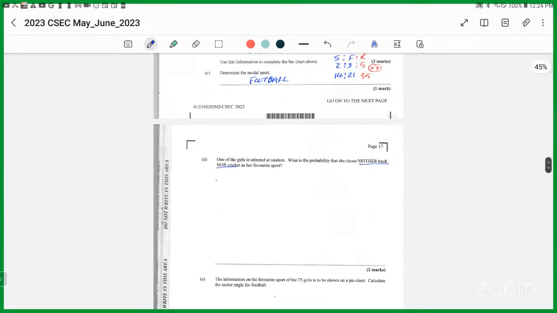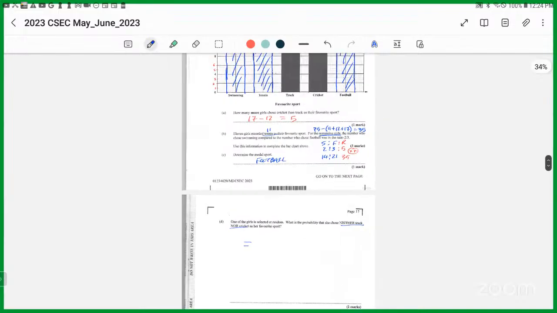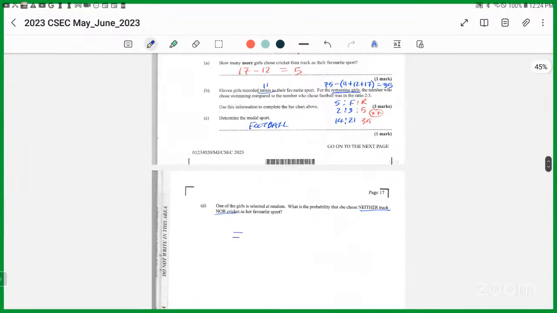So that probability becomes equal to 14 plus 11 plus 21 divided by the total number of girls, 75. That is the answer, whatever that works out to. Let me put it here. So let's see what I get. 14 plus 11 plus 21 is 46 out of the 75. That's the probability. Okay with that?